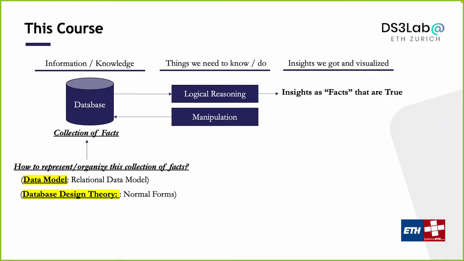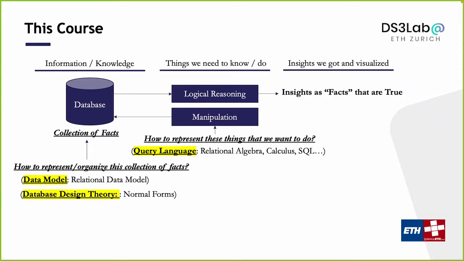And we are going to talk about how to organize those relations and to map this collection of facts to those relations. Because there are so many different ways you can organize your information, even if you think of them as a collection of facts. This is something we call database design theory, for example, normal form, something like that we are going to talk about, I think, towards the second half of the course.